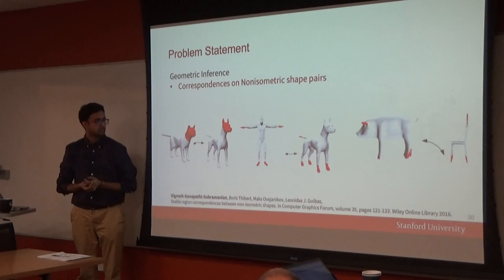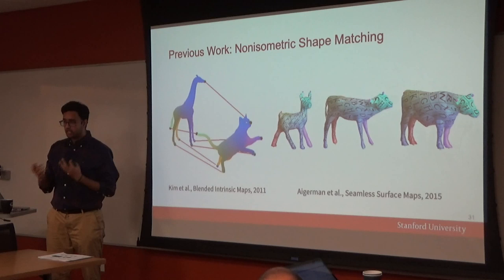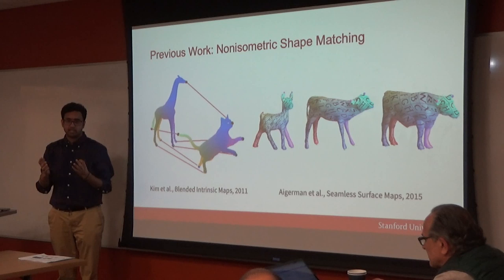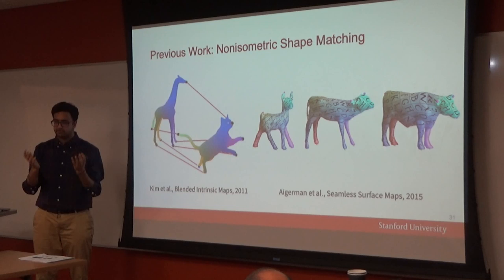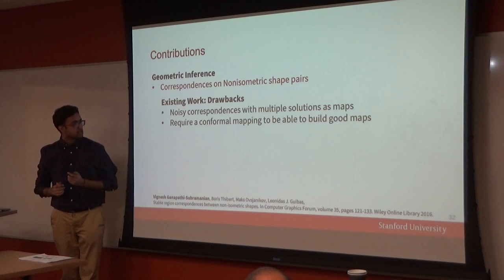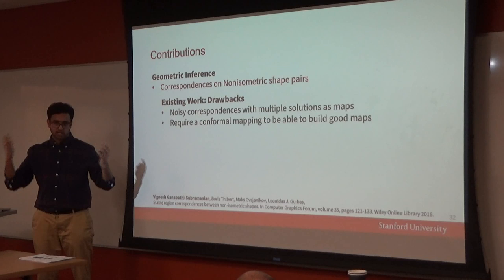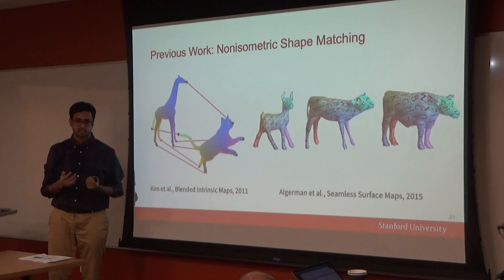So isometries are rather restrictive. In the more general case of mapping non-isometric shapes, people typically use conformal or angle-preserving maps as opposed to isometric or distance-preserving maps. This handles moderate variations or moderate deformations of the shape, but typically it fails in the case of extreme deformations. So the drawbacks of existing works are that these techniques fail in the case of extreme deformations, and even in the case of moderate deformations, most of these techniques have multiple solutions. Therefore, these solutions are not reproducible all the time.